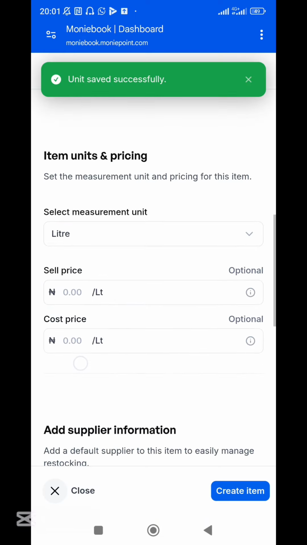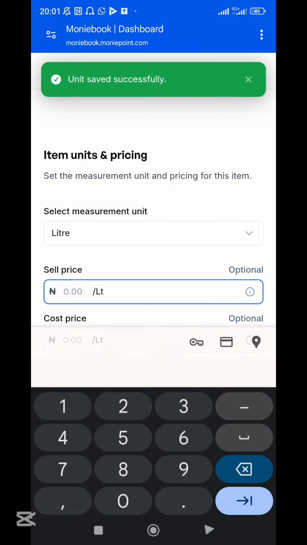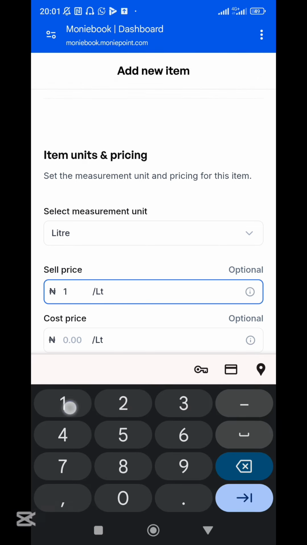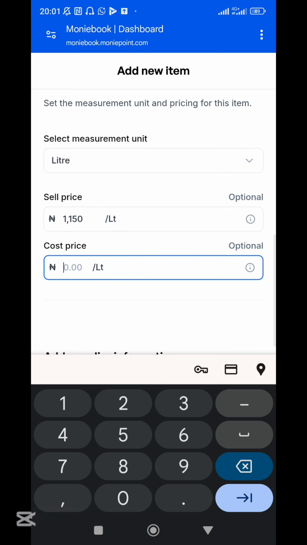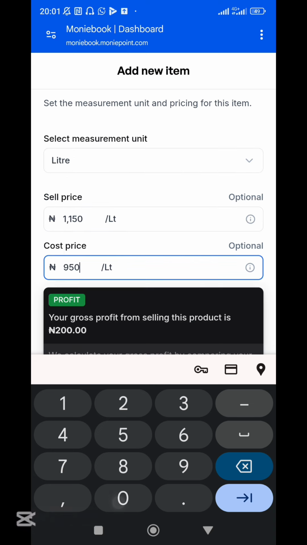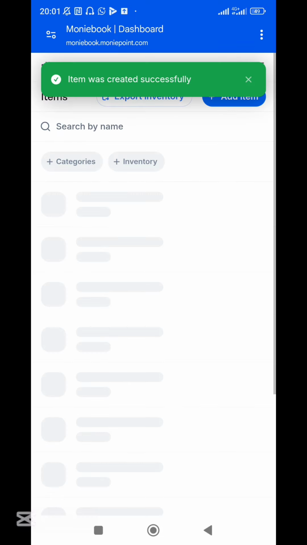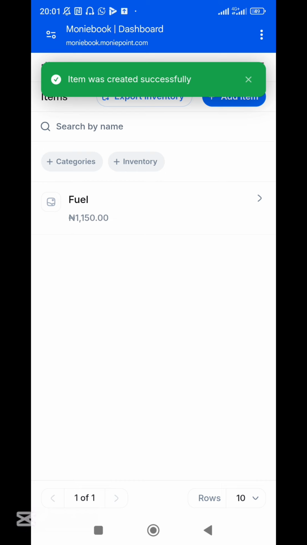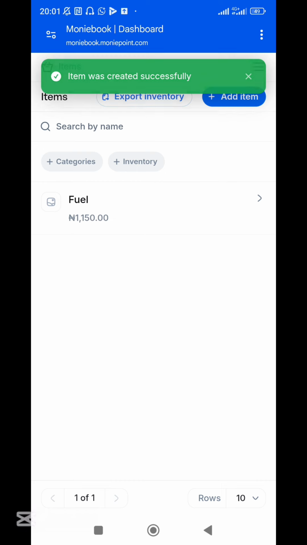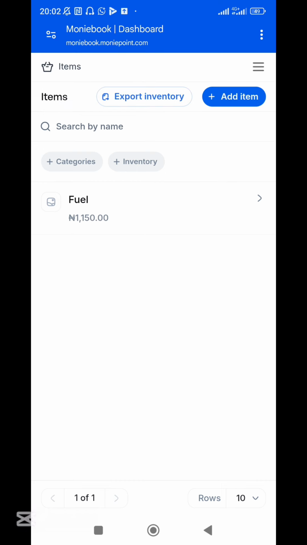And then now we have the sell price per liter. Let's say it's 1,150, and the cost price, let's say, is 950 naira. Now we can create this item. Let's see how this item will appear on the POS screen.